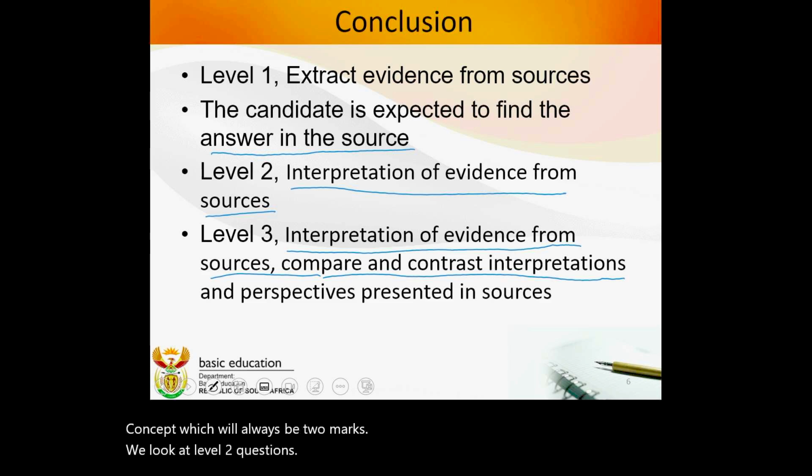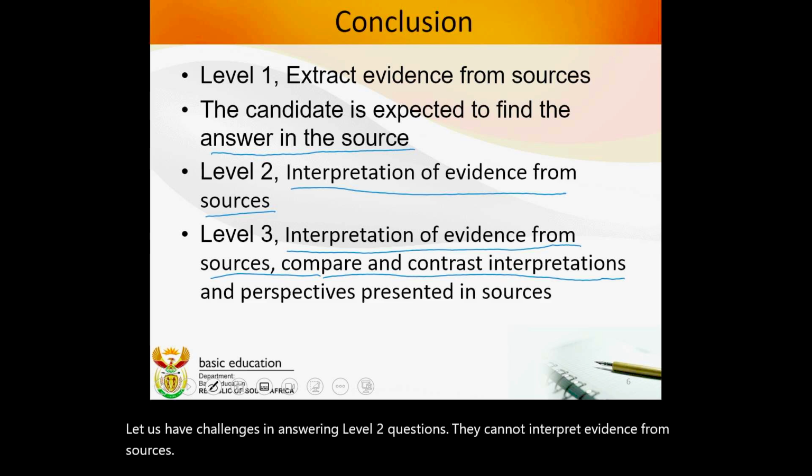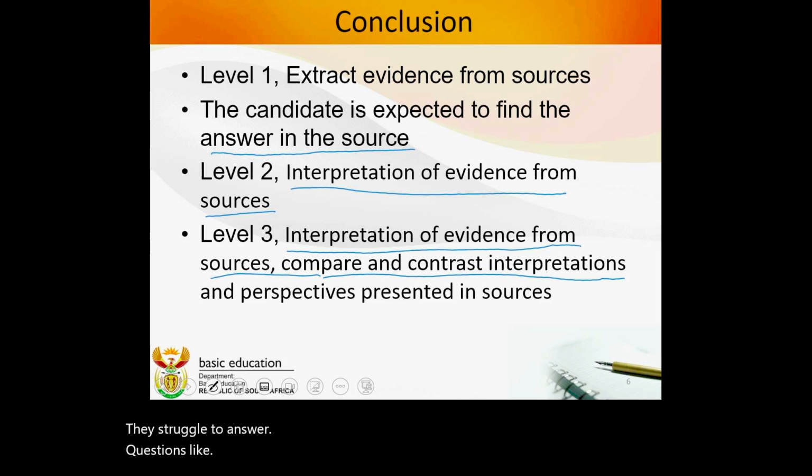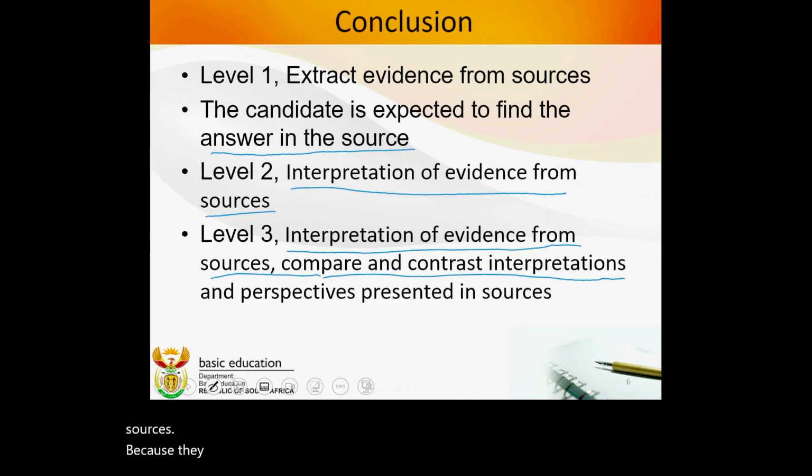That's where we said more or less is 20 marks. And then we already indicated the fact that learners have challenges in answering level 2 questions. They cannot interpret evidence from sources. They struggle to answer questions like: what messages are conveyed by this source? In other words, they cannot interpret the visual sources, because they will get 4 marks on visual sources. What messages are conveyed by this source?